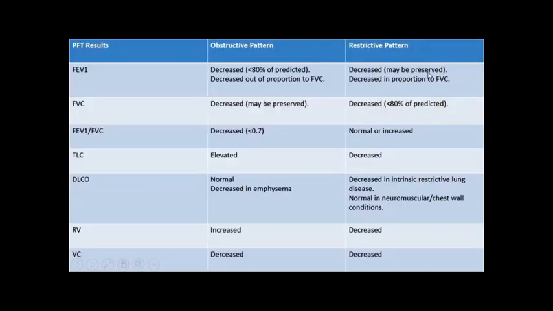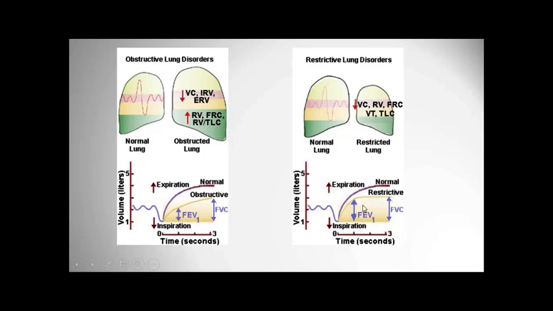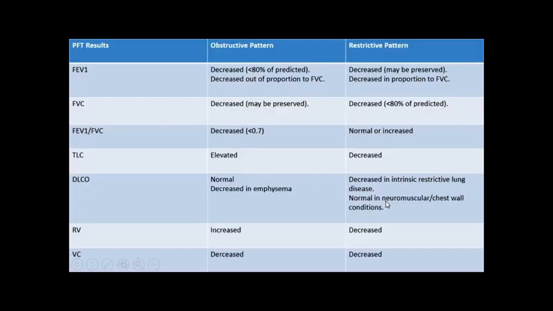In the case of restrictive, it may be preserved, but if it's decreased, it's in proportion to the FVC. Both decrease a little bit proportionally. The forced vital capacity is decreased, sometimes maybe preserved. Now the forced vital capacity is less than 80% of the predicted, always decreased. The ratio is below 0.7, can be a lot smaller, as 0.4. In the case of the restrictive pattern, this can be normal or even increased to 90%, 0.9. The total lung capacity will be elevated. Remember the air trapping in the obstructive disease. In the restrictive pattern, the total lung capacity and all of the volumes and capacities are decreased.